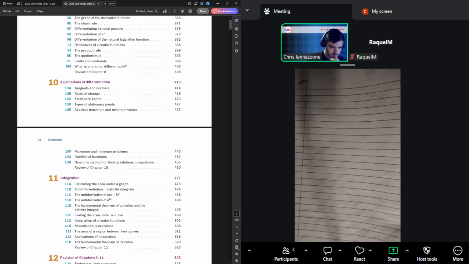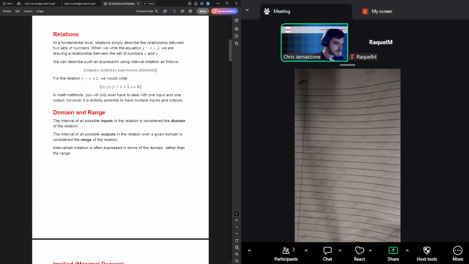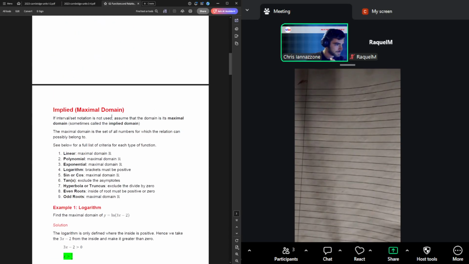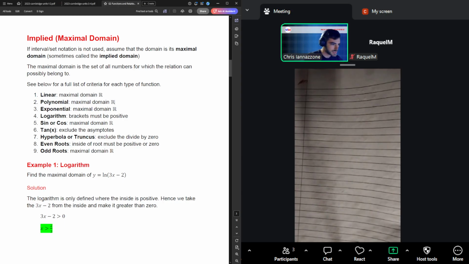Let's start with the maximal domain side of things. Functions, relations. I think that should be it. Cool. Okay, so your implied or maximal domains.